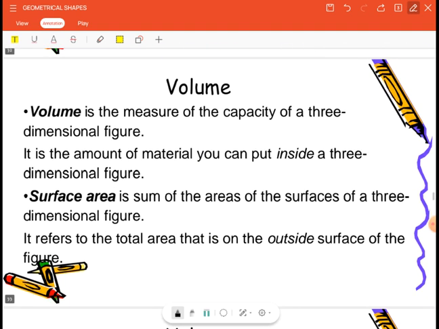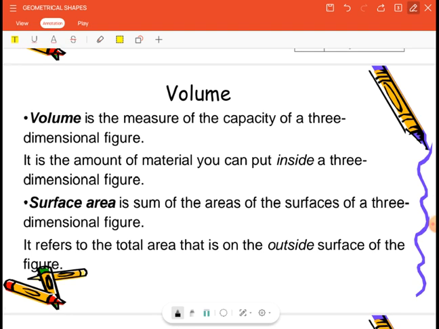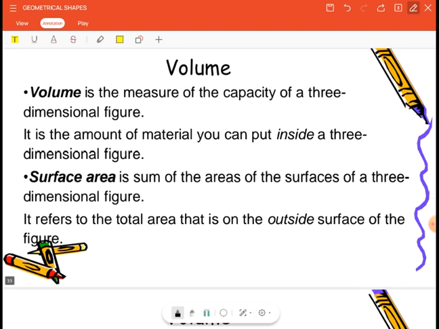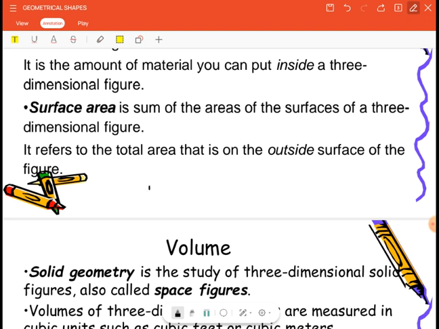Okay? Now, let us come to the volume. So, kanina, kinompute natin yung perimeter, yung area. So, ngayon naman, volume. So, by definition, volume is the measure of the capacity of 3D. So, nagkakaroon lang tayo ng volume kung yung shape natin ay 3D kasi meron na siyang depth, no? So, it is the amount of material you can put inside a 3-dimensional figure. Okay? So, halimbawa, draw tayo ng box. So, halimbawa, ito yung box. Yan. Kung ano yung pwede mong ilagay dito, yun yung ibig sabihin niya.